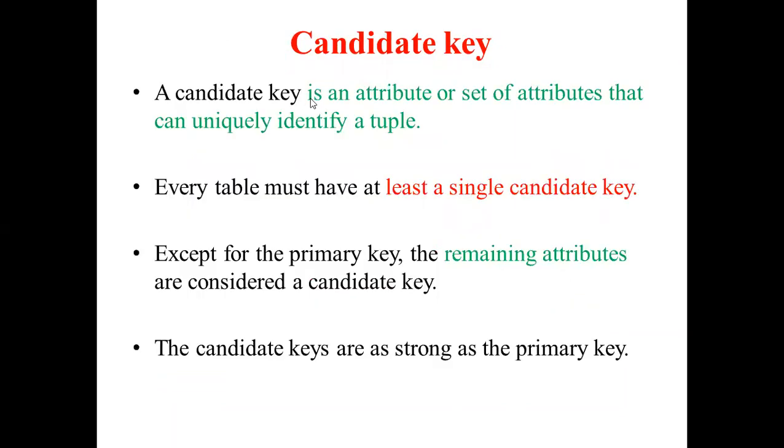Now, you can see that a candidate key is an attribute or a set of attributes that can uniquely identify a tuple. This is the basic condition to define any attribute as a key. Every table must have at least a single candidate key. It means that for every relation, there may be more than one candidate key. Except for the primary key, the remaining such attributes are considered candidate keys. Both follow the same condition, but only one becomes the primary key, and the rest are called candidate keys. The candidate keys are as strong as the primary key.